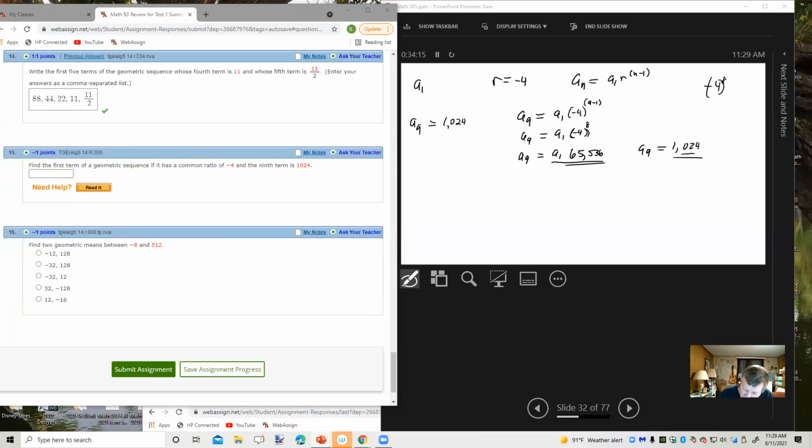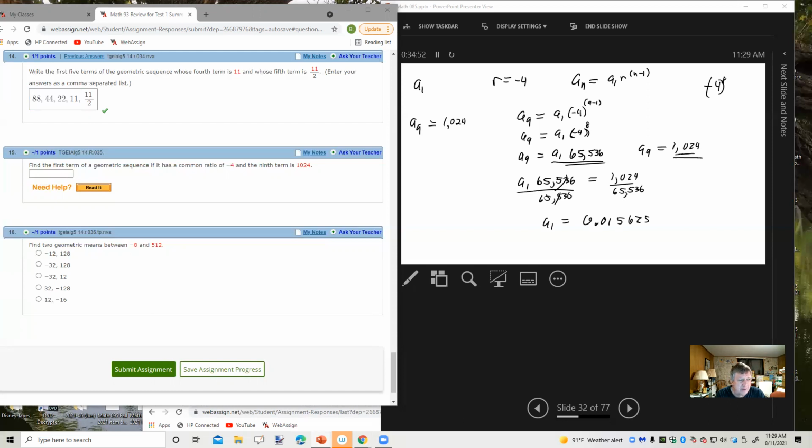Therefore, this equals that. So a sub 1 times 65,536 equals 1024. I'm going to divide both sides by 65,536. Let's see if that comes out nicely. 1024 divided by 65,536. I get 0.015625.